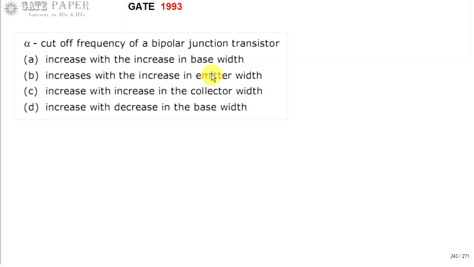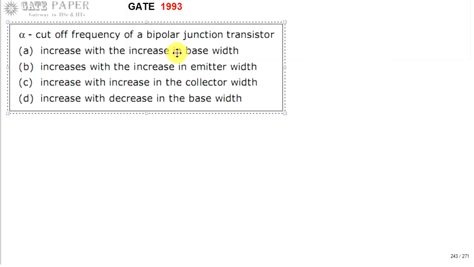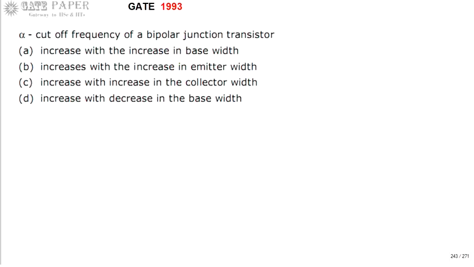Hello, we are discussing the GATE 1993 ECE paper, and this question is related to analog circuits. Look at the question. Alpha cutoff frequency of a BJT: A, increases with increase in base width; B, increases with increase in emitter width; C, increases with increase in collector width; D, increases with decrease in base width. The right option for this question is D.